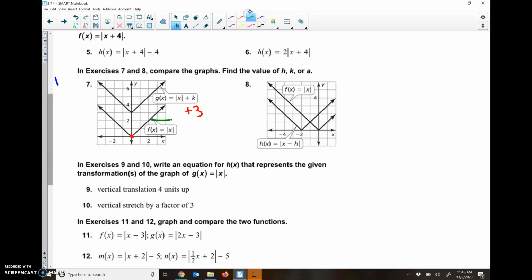Okay, same thing here. Looks like we're starting at 0, and we went over here to negative 2. So it looks like our h here, so it's asking how many spots did it move over. It moved over 2 spots.